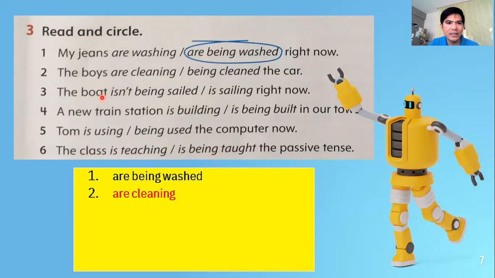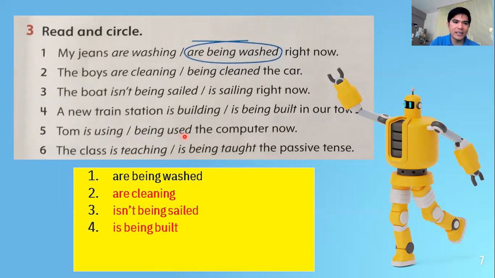Number 3, the boat isn't being sailed, is sailing right now. The correct answer is isn't being sailed right now. Did you get it? Let's move on. Number 4, a new train station is being built in our town. The answer is being built. Number 5, Tom is being used, is using, being used the computer right now. The correct answer is using.